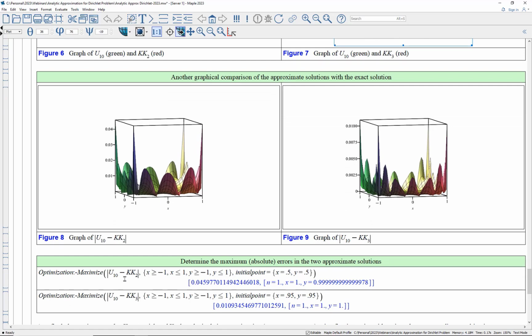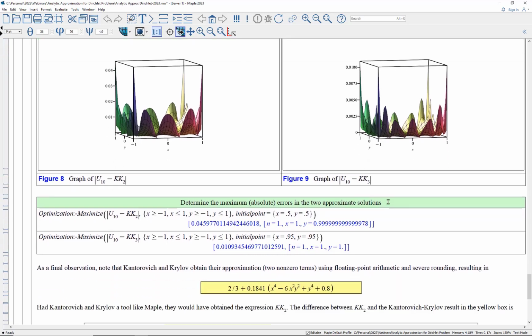Here, I'm asking Maple to give me the maximum value of the absolute value of the difference between the exact and the approximate on the square. And you see here the maximum is on the order of 0.046, which matches what you see in the picture. And here you see it's on the order of 0.011, which is on the order of what you see in this graph.